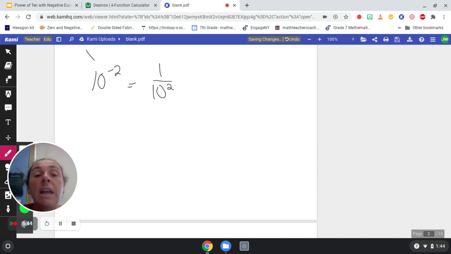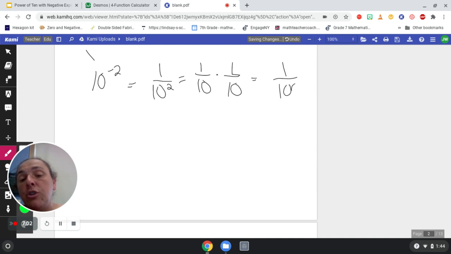If I now write it in expanded form, I'm just going to do that twice because of my exponent 2. Now, if I want to write it as a fraction, I'm just going to multiply those numbers. And because I have 2 tens, that means I'm going to have 2 zeros. So that's going to be 1 over 100.